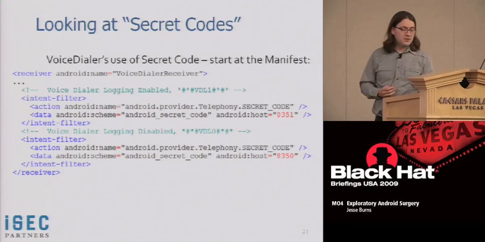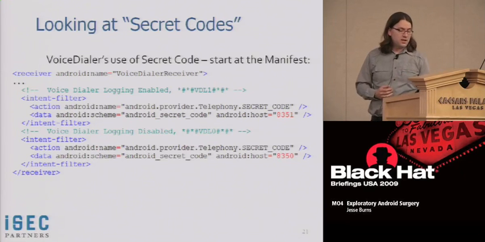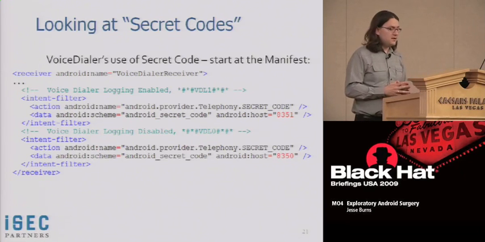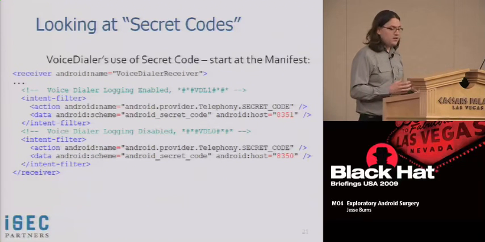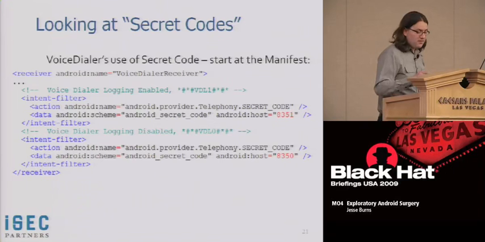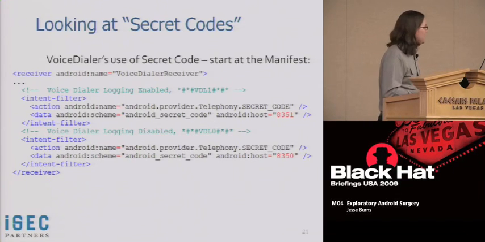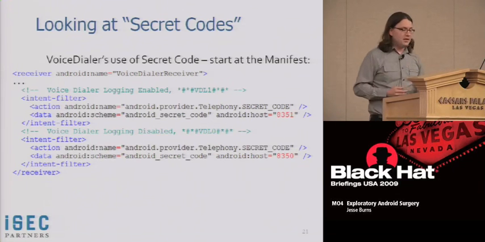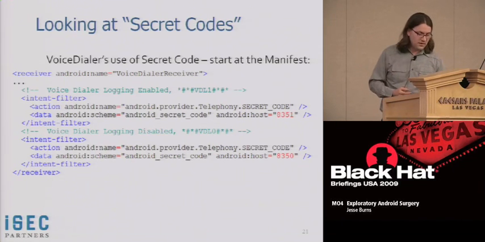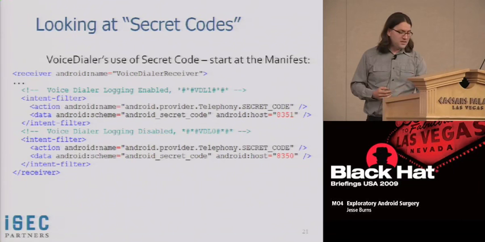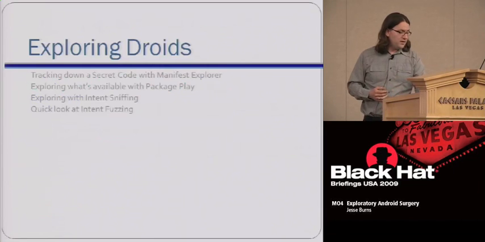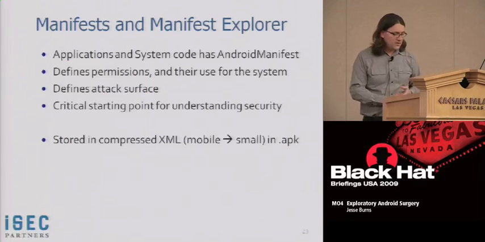We see here that the secret code action is used on a broadcast receiver's intent filter, and the data scheme is what we expect. But in the host, we have two numbers, 8351 and 8350, or as the comments read, VDL1, VDL0, so voice dialer log on and voice dialer log off. So now we've seen that. Let's take a look at something else.